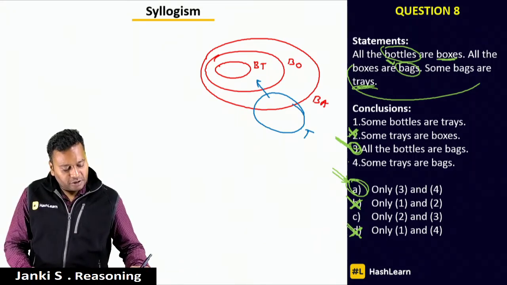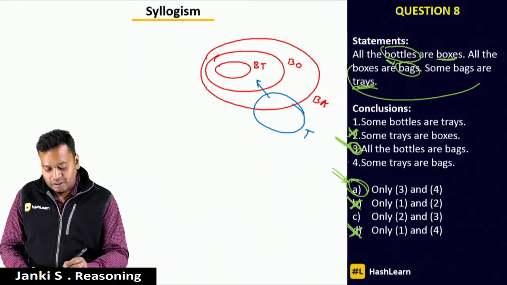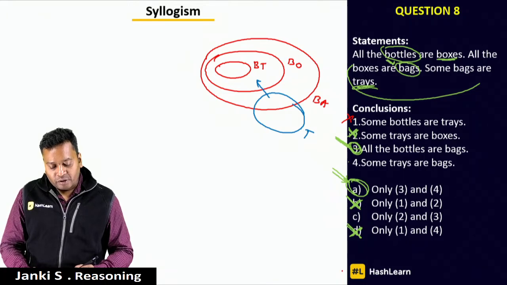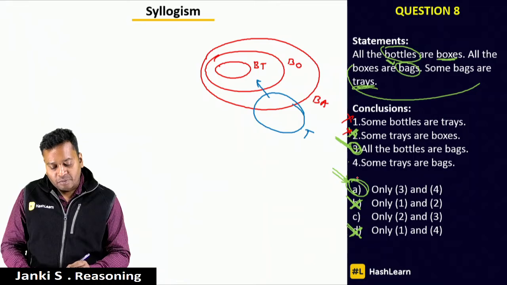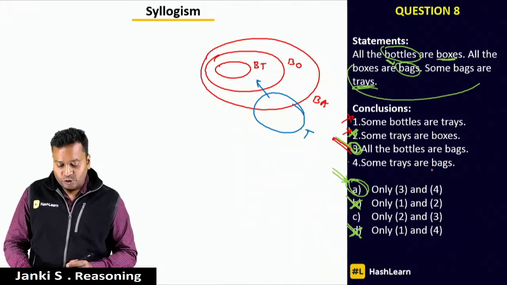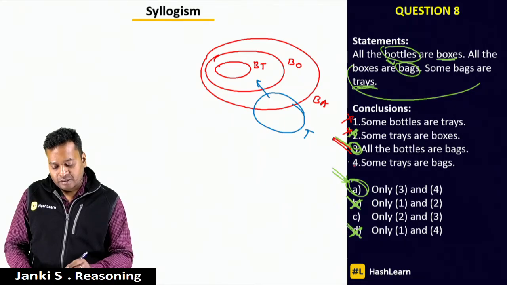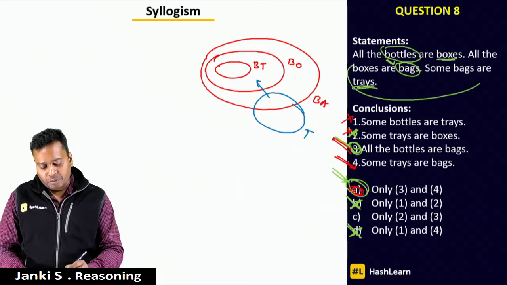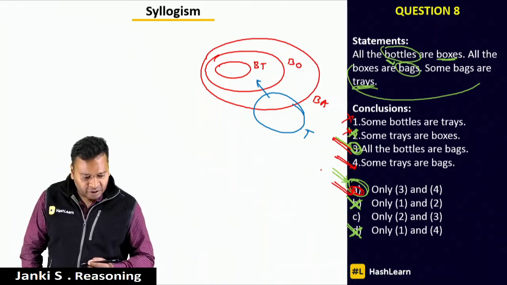So let's check. Some bottles are trays. Can you find out the relation here? Some bottles are trays. Nahi. Some trays are boxes. Nahi. All the bottles are boxes. All the bottles are bags. Right? That's true. And some trays are bags. So some trays are bags here. This is also available here, right? So that means my answer should be option A, right? Easy है, आराम से देखिए, आराम से हो जाएगा.